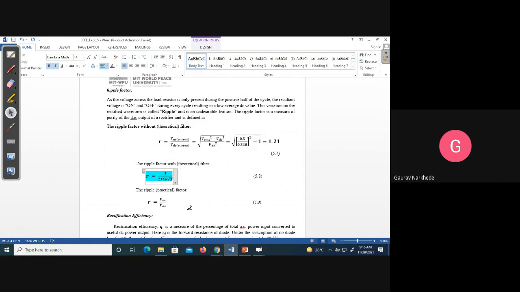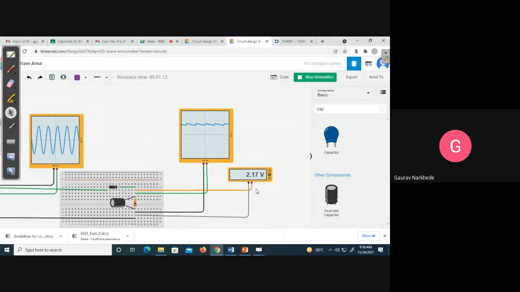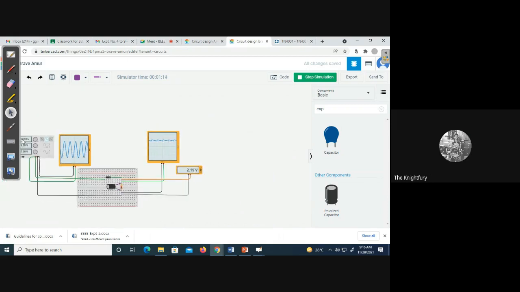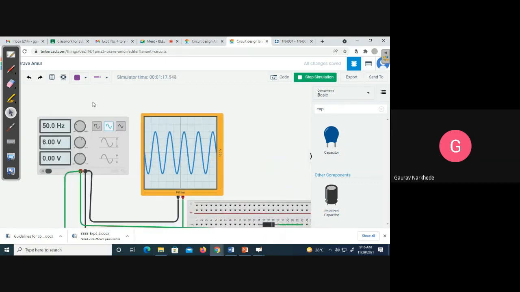1 upon 2, okay. You know the value of C, you know the value of R. What is F? What was the frequency? 50 hertz. Okay. Now just note it down. What value you are getting, just note it down. I will also note it down.